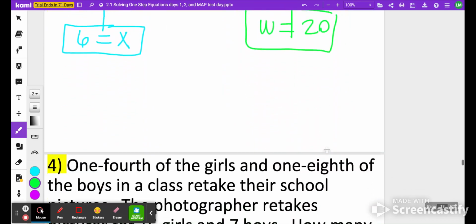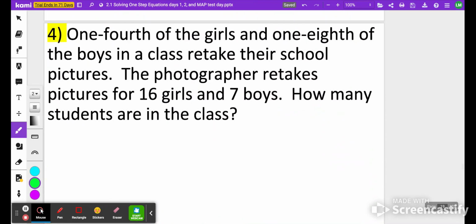Okay. Last but not least, we have a word problem here. Let's take time now to pause the video, check it out, try it on your own, and when you're ready to go on and see if your answer is correct, click play. All right, 1/4 of the girls and 1/8 of the boys in the class take a picture. The photographer retakes pictures for 16 girls and 7 boys. So how many students are in the class?